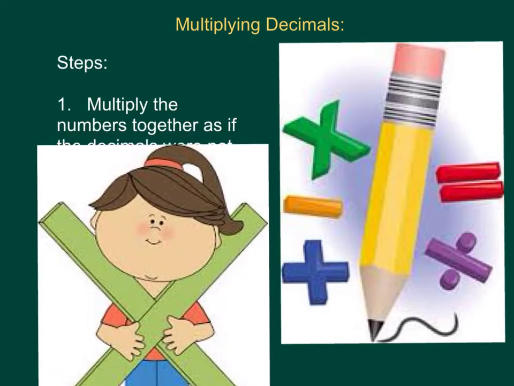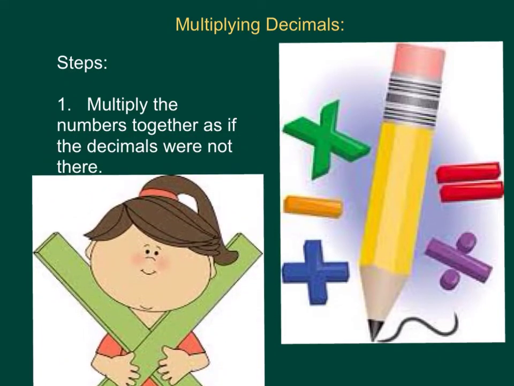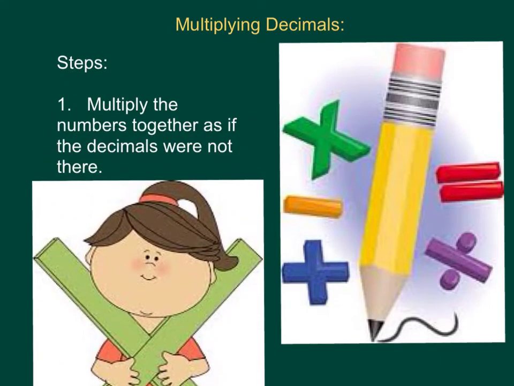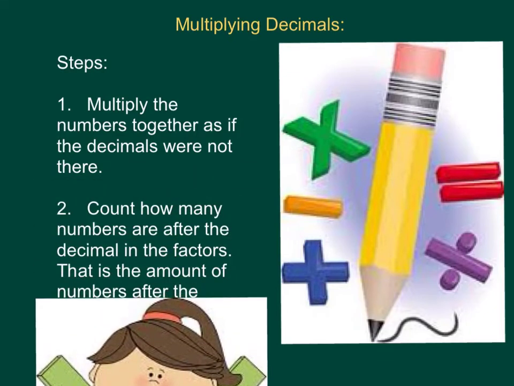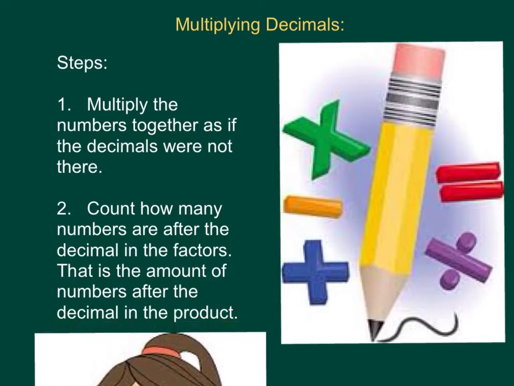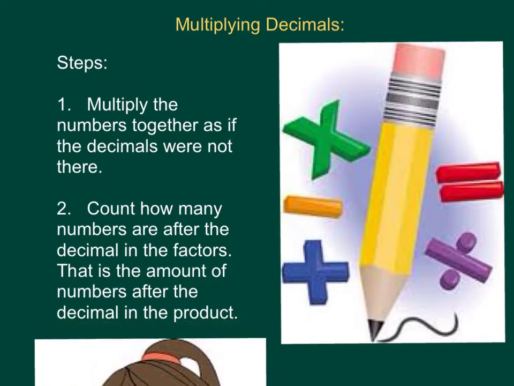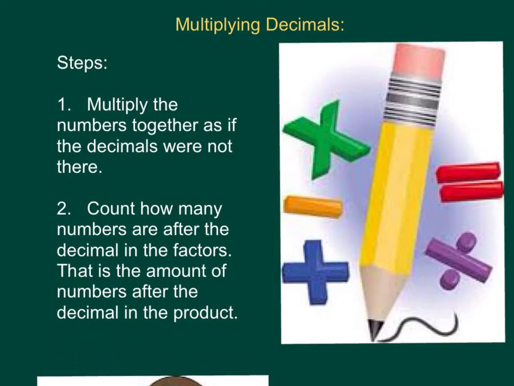The first step is to multiply the numbers together as if the decimals were not there. The second step is to count how many numbers are after the decimal in the factors. That is the amount of numbers after the decimal in the product. Please take a moment to pause this video and write down the steps for multiplying decimals.